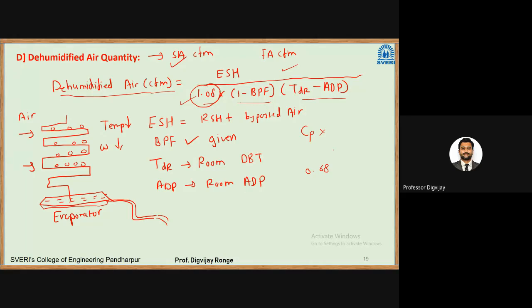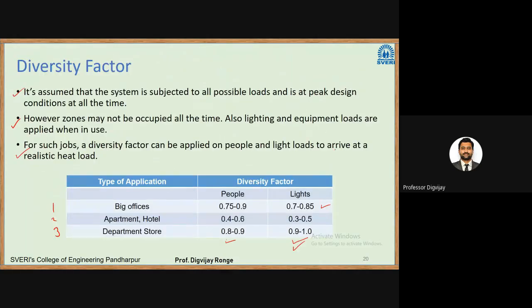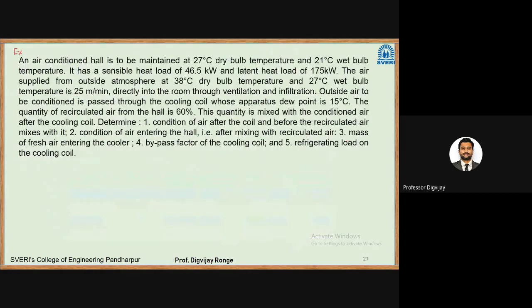So this is about that, and then we have seen a diversity factor. When I am designing a system, I am assuming that it is at its peak condition. So if I'm designing a cooling system, I'm assuming that the temperature is all the time 44 or 45 degrees Celsius. But this is not practical, right? Once in a day, the temperature will reach 45 degrees Celsius. Other days, it will be less than 45. So then we have to assume a diversity factor, which will give you realistic values. Okay. So coming to our numerical today.